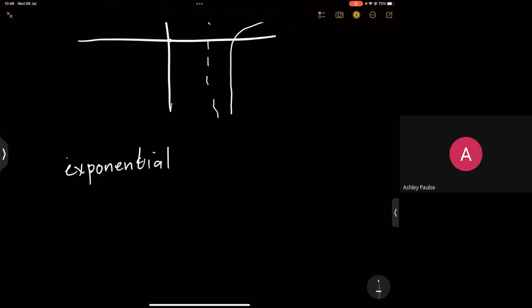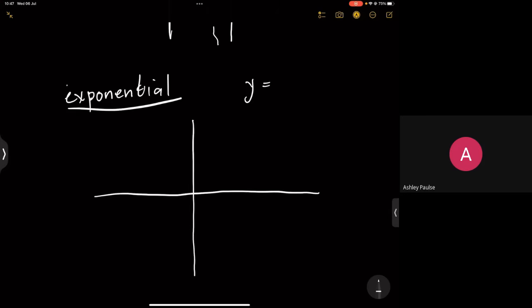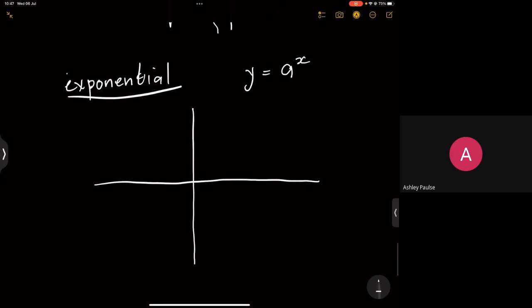So we've got the exponential graph, okay? Now, for the exponential graph, I want you to please note that we've got y is equal to a to the x, okay? Now, I'm going to show you how we can shift this. So for the exponential graph, note that we've got a graph that looks something like this, and it just keeps increasing.